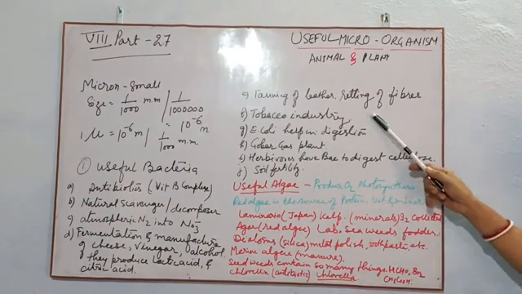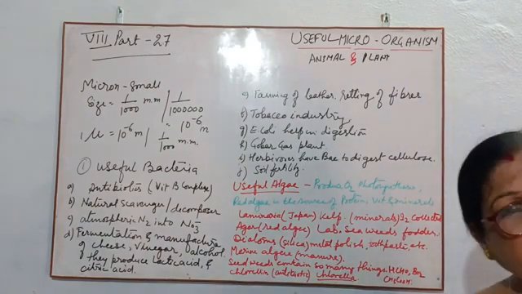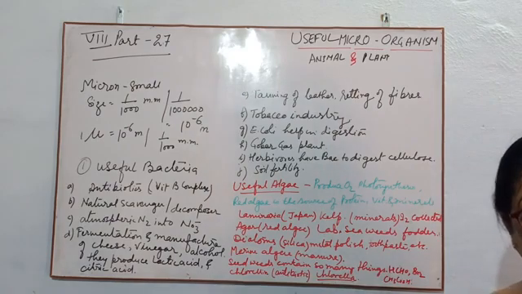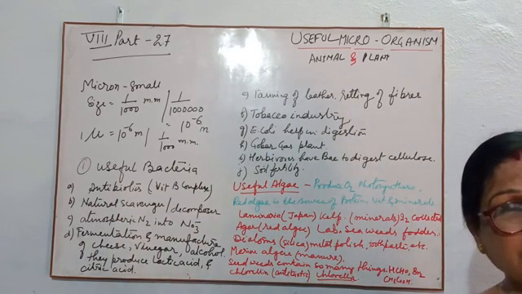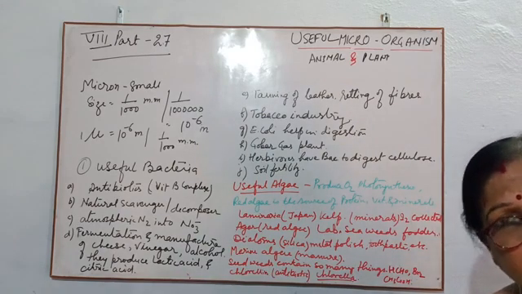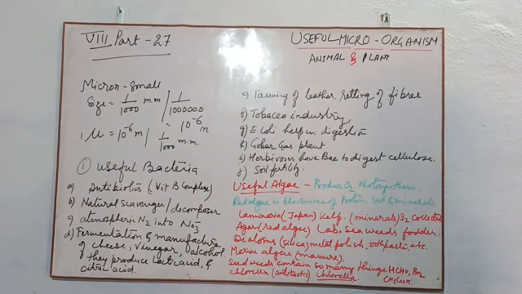Now children, retting of fibers. Retting of fibers means when any plant body is kept for decomposition of its other cells, only the fibers remain in it, to get the fiber from it. This is the process called retting of fiber.